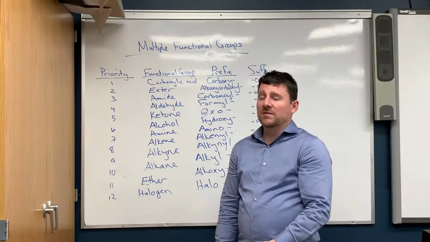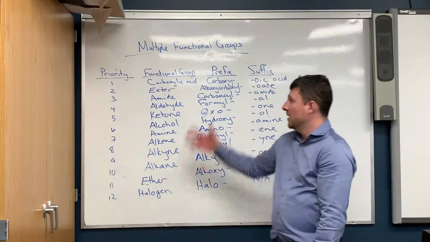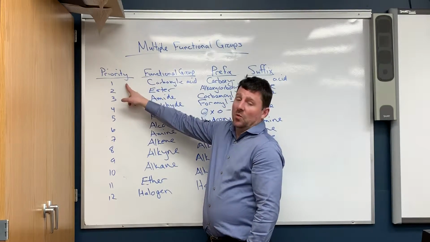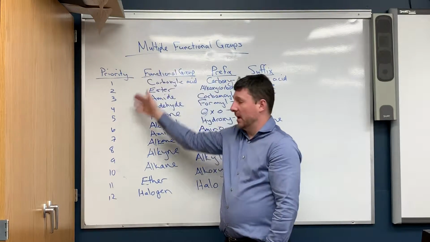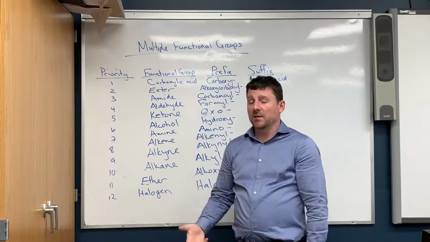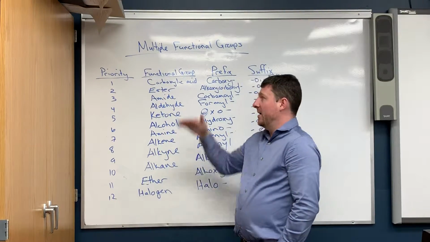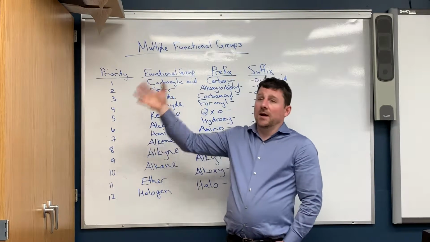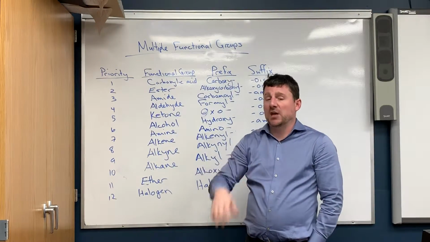And so what's developed is a priority list, right? Which I have here behind me, right? Highest priority is number 1 up at the top of this list, right? Down to lowest priority at the bottom of the list, right? Where the higher the priority of a functional group in the molecule, right? It becomes the main chain of the molecule.